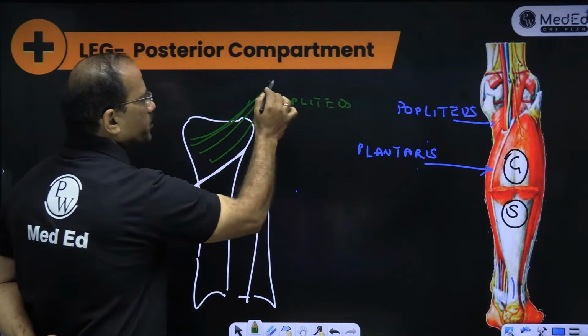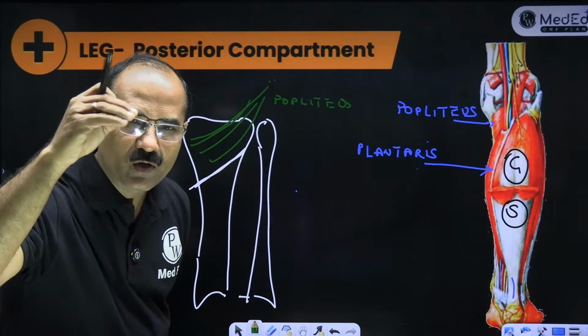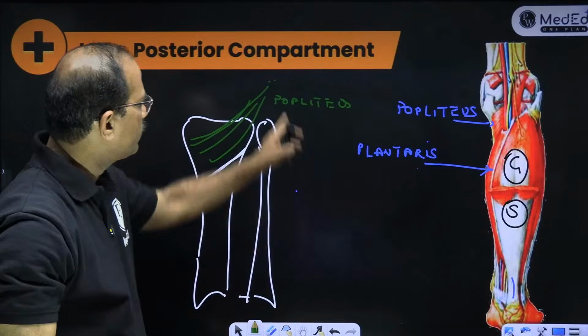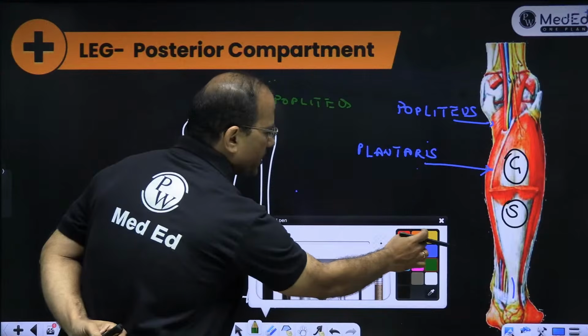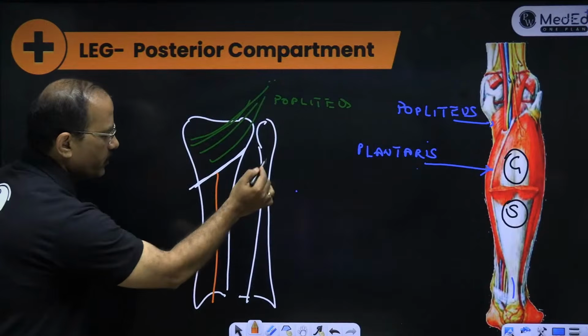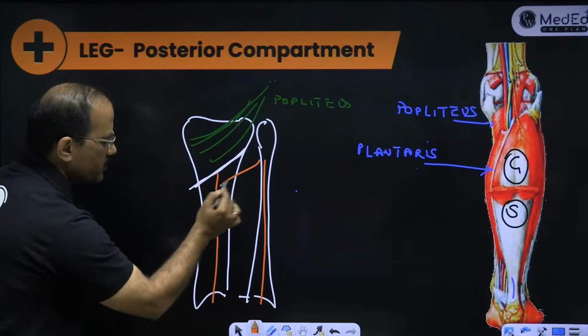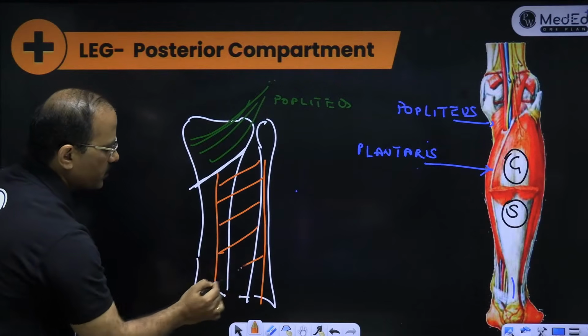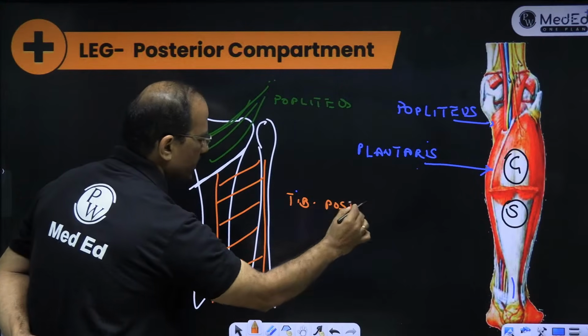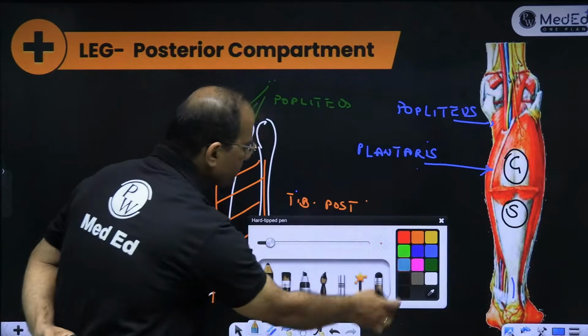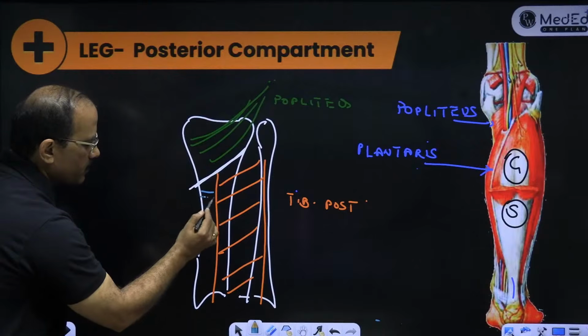Where is the origin of popliteus? It begins from the lateral condyle of femur. That's the popliteus, and this is the soleal line of tibia. Now what does it do? It divides the tibia into two halves and the fibula into two halves. What is this muscle? This is tibialis posterior.